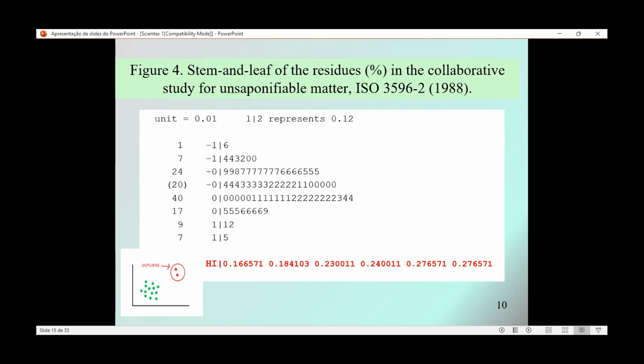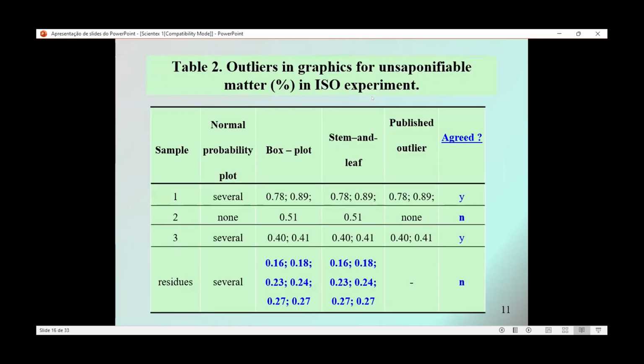Well, in this case, we have some discrepancies comparing this with ISO. In table 2 here, outliers in graphics for unsaponified matter in the ISO experiment. We have here the statistical tests, the results of the plots.